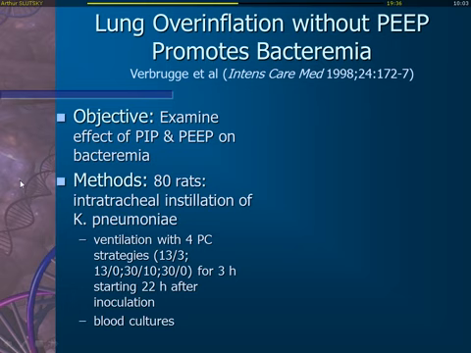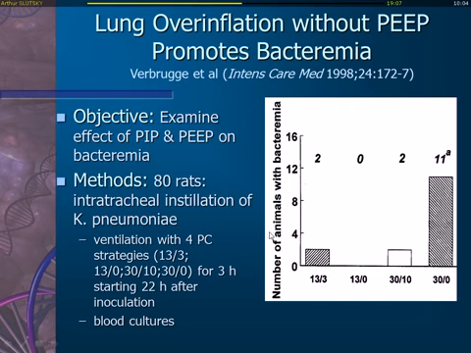This is a study from Verbrugge, published in 1998. The objective here, they set out to examine the effect of peak inspiratory pressure and PEEP on bacteremia. So they took rats, instilled Klebsiella, and then ventilated them with 4 strategies. And this is the peak inspiratory pressure of 13, PEEP of 3, 13-0, 30-10, and 30-0. They did that for a few hours, starting 22 hours after inoculating the lungs. And then they did blood cultures of these animals.